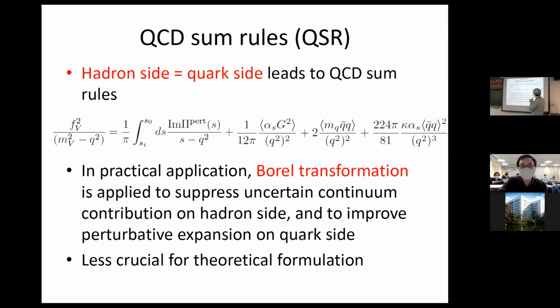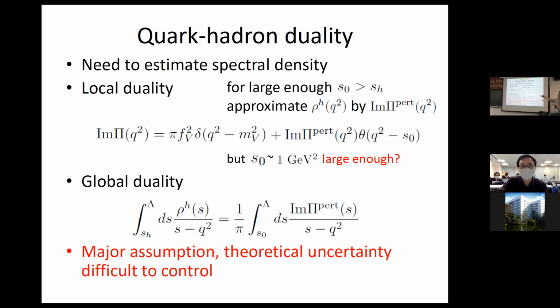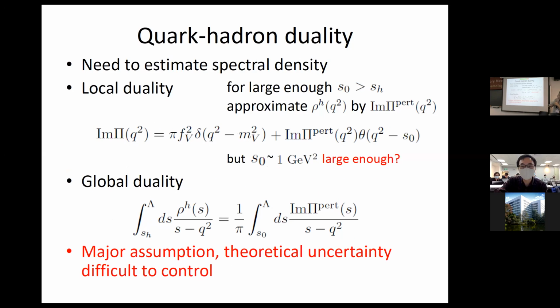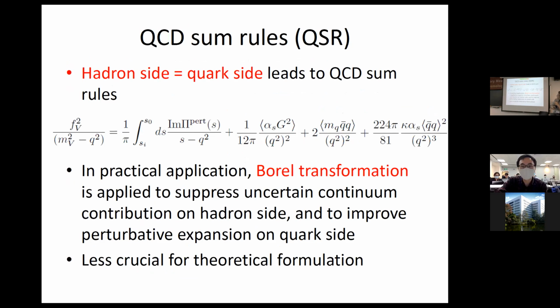Now, people equate the hadron side and the quark side to get the QCD sum rules. This is the quark contribution. You insert the single pole parameterization into the hadron side. Then this delta function gives you the first term here. For this term, it's an integral that takes the contribution from above s_0 to infinity. Then you look at the right hand side, the quark side. This is the perturbative piece.